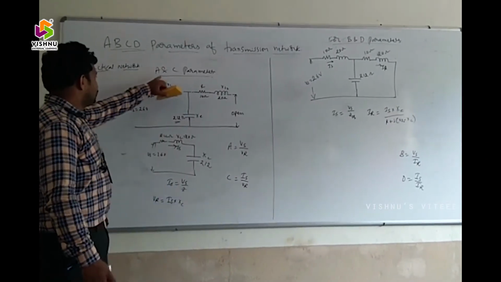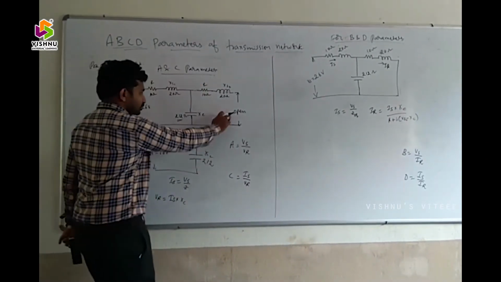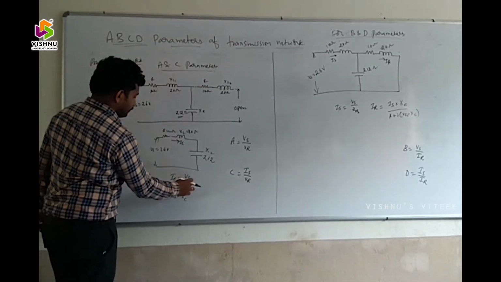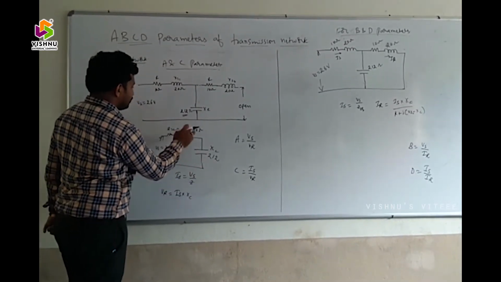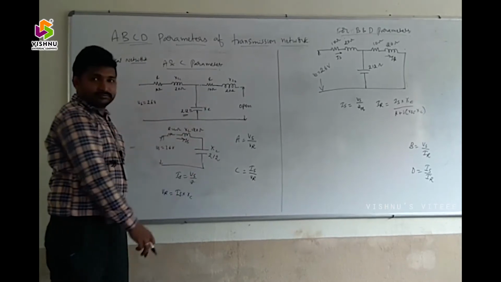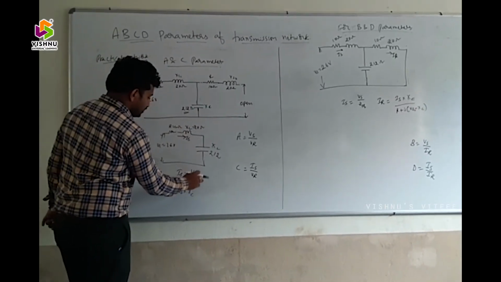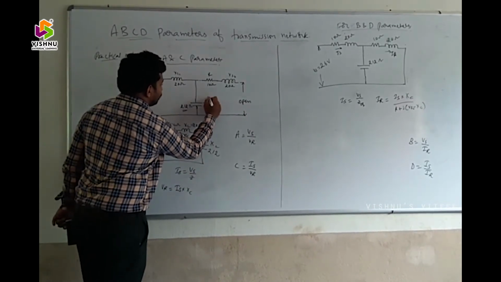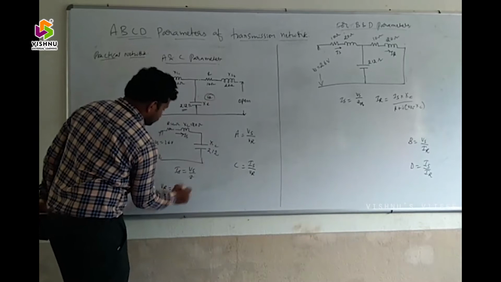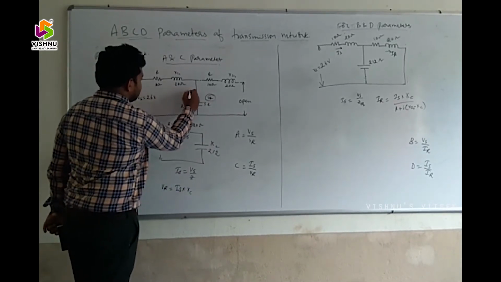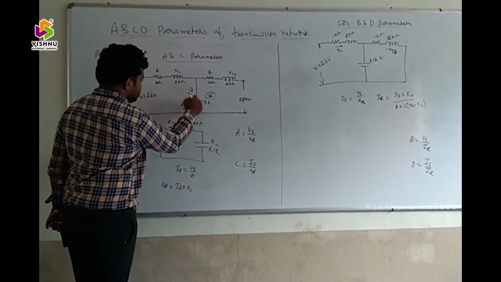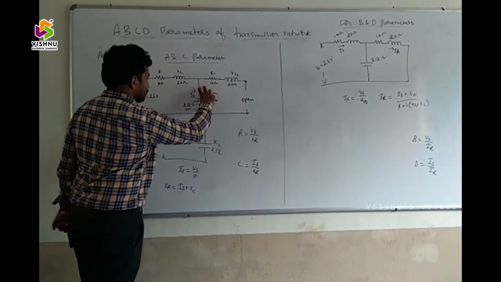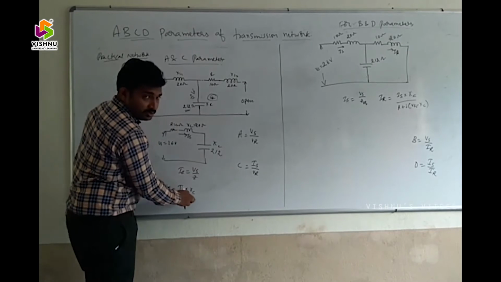For getting the A and C parameters, this is open circuited. When this is open circuited, IS is equal to VS by Z, that is nothing but the combination of R and C. And VR, the receiving end voltage, is equal to the sending end current IS into this. Since it is open circuited, the voltage VR is nothing but the voltage across the capacitor. So VR is equal to IS into XC.